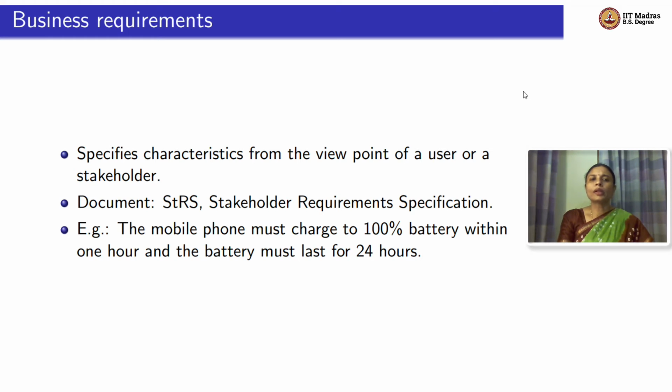Business requirement. These are requirements that specify the characteristics from the viewpoint of a user or a stakeholder, from a business point of view. The document where these things are written is called STRS, short form for stakeholder requirement specification. One kind of business specification, for example, in the mobile phone market to achieve a good business share is that charging must be really fast within a certain specified amount of time, and the fully charged phone battery must last really long. So this is one of the selling features or business features for a mobile phone.